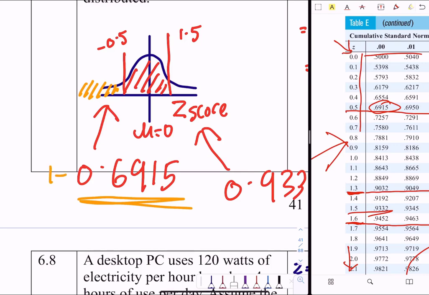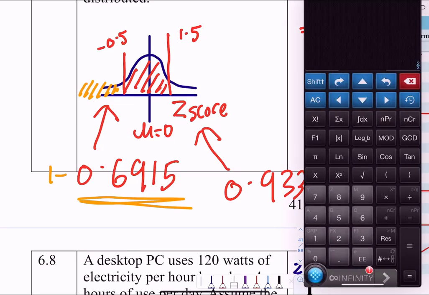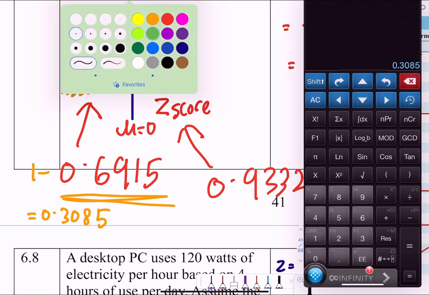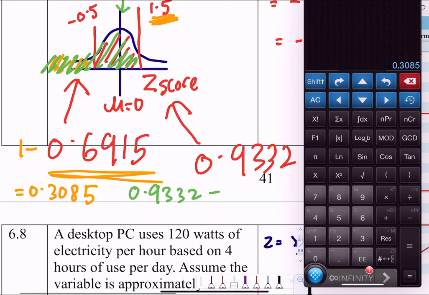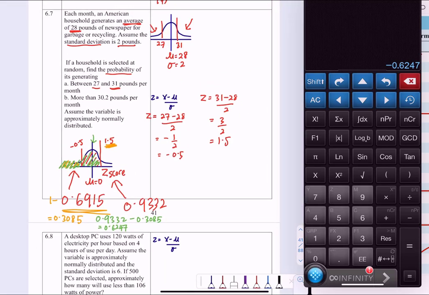So whether we like it or not, we have to subtract from 1. So 1 minus 0.6915, we get 0.3085. And now for the 1.5 area, it refers to the whole area, not only this part. So that's why we subtract 0.9332 minus 0.3085 equals 0.6247. Okay, this is for question 6.7.